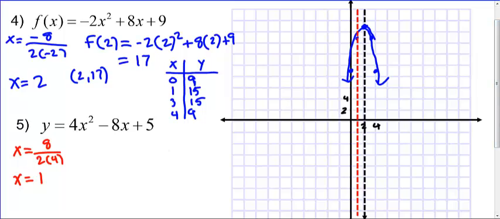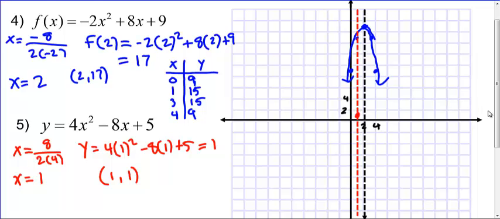All right, and then we need to plug in that value, so our y value is going to be 4 times 1 squared minus 8 times 1 plus 5. That's 4 minus 8, so negative 4 plus 5 would be 1. So our vertex in this case is 1 and 1. And I'll go ahead and label that as well.